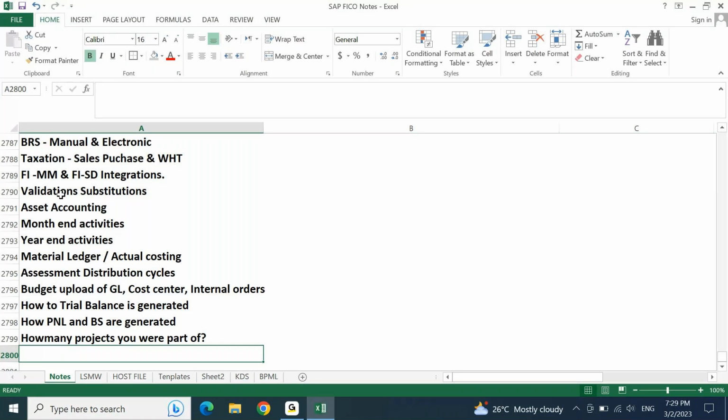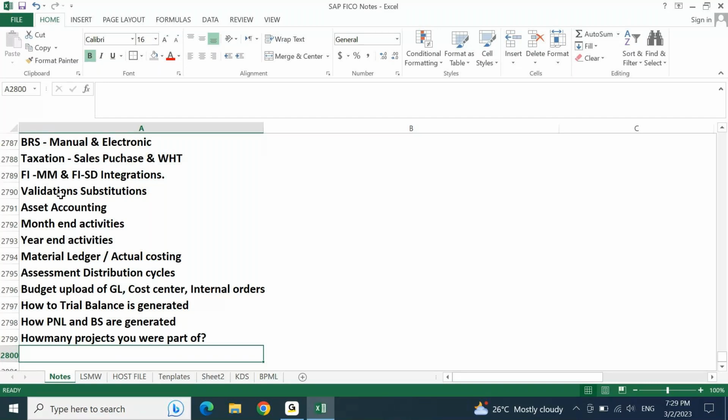Which methodology was used in your project? Is this Activate methodology? Is this SAP methodology? Is this Agile methodology? Waterfall methodology? Scrum? All these points you have to know. And what exactly you were doing in the project? What was your contribution in the project? What kind of major issues, challenges you faced in your project? These kind of questions will come to you.